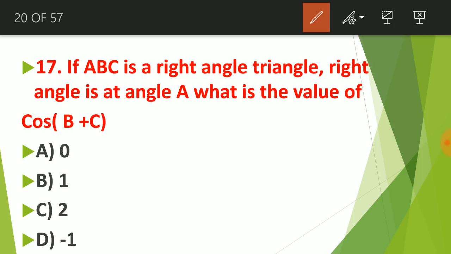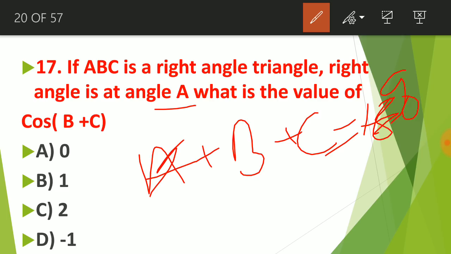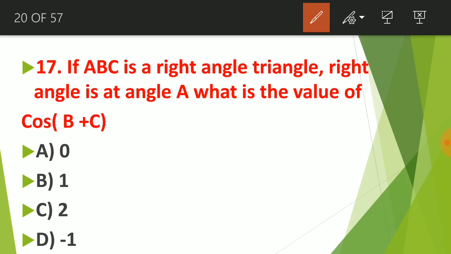Now see this question. If ABC is a right angle triangle and the right angle is at A, what is the value of cos(B plus C)? We know that A plus B plus C is 180 degrees in a triangle. If A is 90, then the sum of B plus C will also be 90. So cos(B plus C) means cos 90, and the value of cos 90 is 0. That is in option choice A. So option choice A is the correct answer for question number 17.